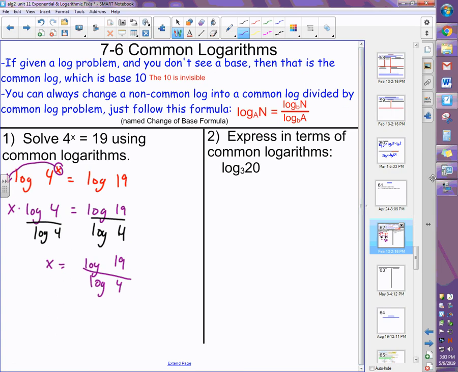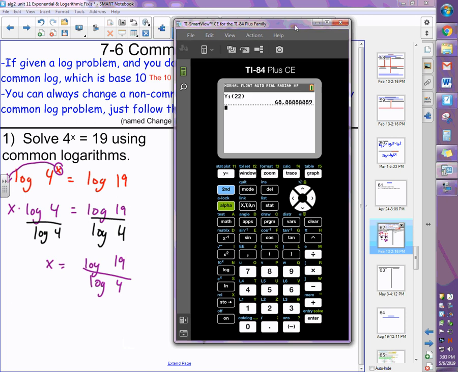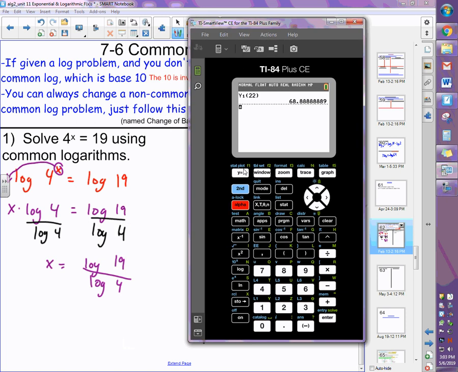It equals log base 10 of 19 over log base 10 of 4. Now we grab the calculator and put that in. So alpha y equals 1 for the fraction. And again, this log button is a log base 10. So log, you don't have to type the 10. The 10 is already there. And then log base 10 of 4. So x is approximately 2.12.